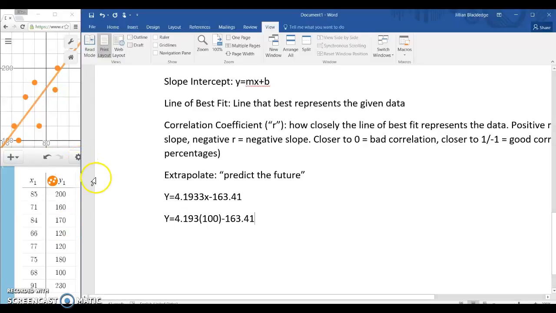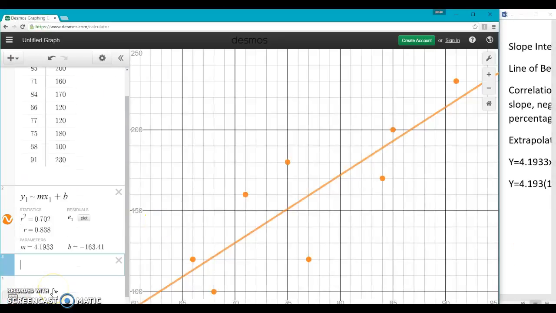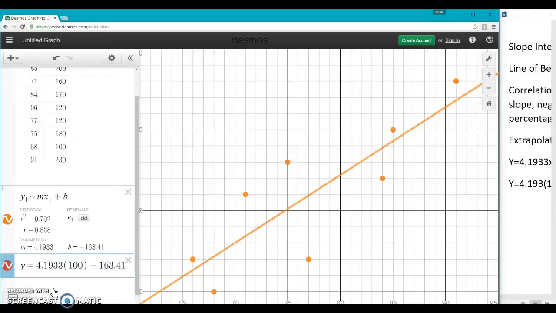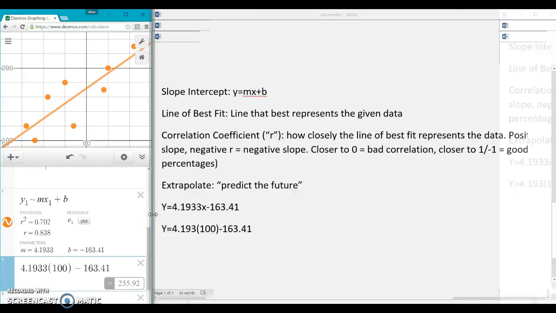So if we go over here and figure that out, y equals 4.1933 times 100 minus 163.41. That tells us that about $256 would be spent on ice cream on a day that it was 100 degrees outside. So this is section 2.2, linear functions and modeling.